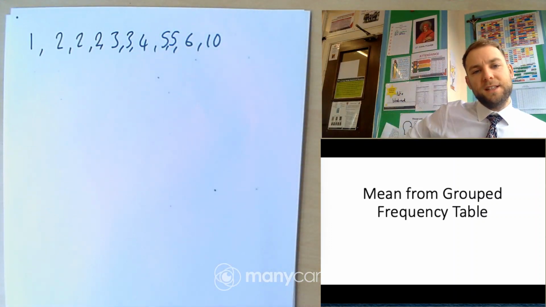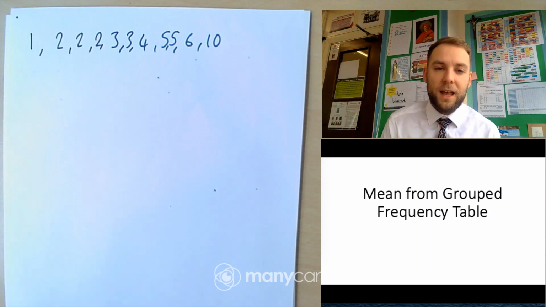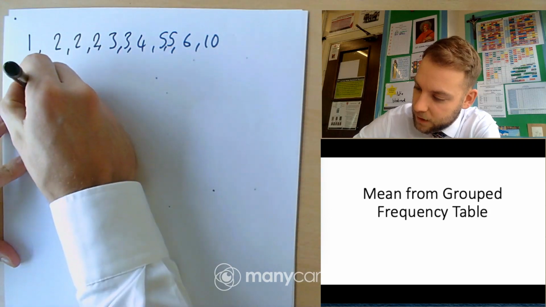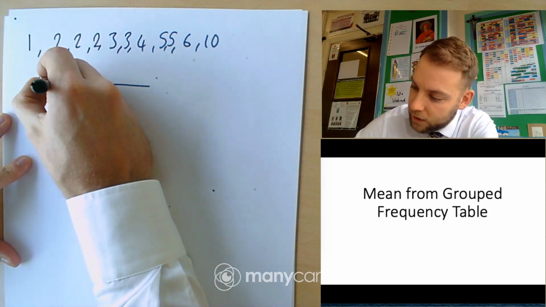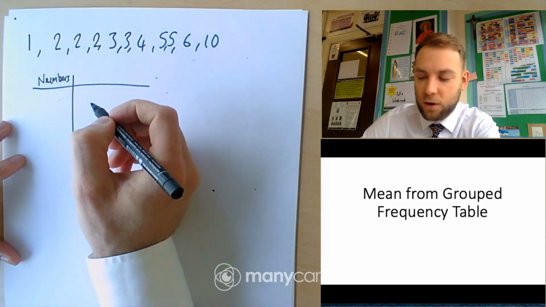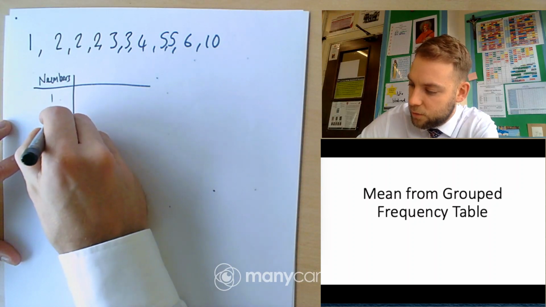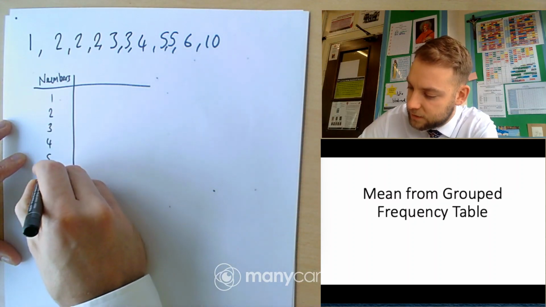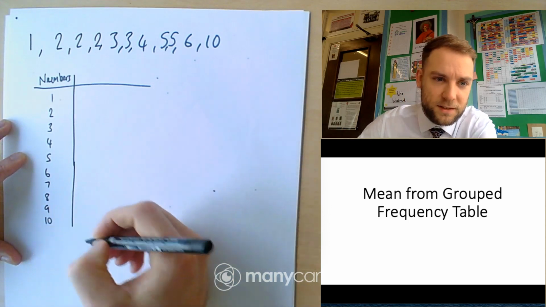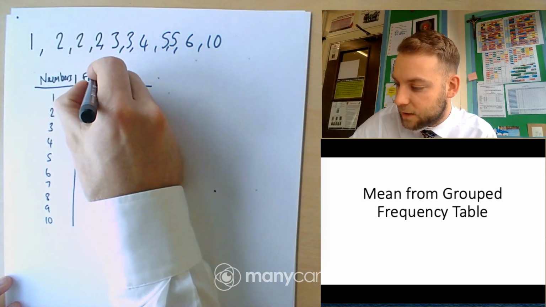Now with a frequency table, what we're looking at is a clearer way of representing all of these. So you might put your table down here and write numbers over here. You'd write the numbers that you've got in here, maybe from 1 until 10. So 1, 2, 3, 4, 5, 6, 7, 8, 9, 10. A massive table, but you know. And then you have frequency.